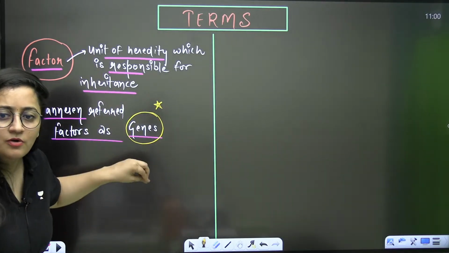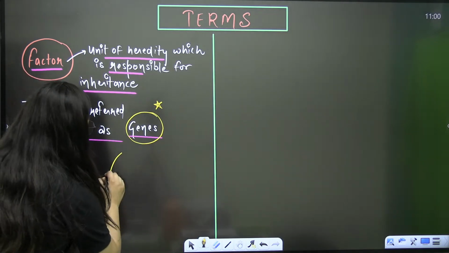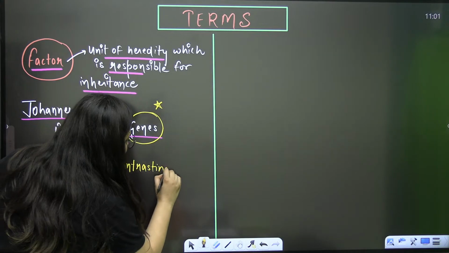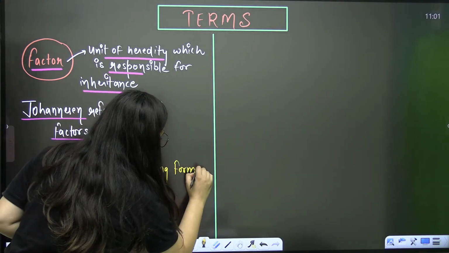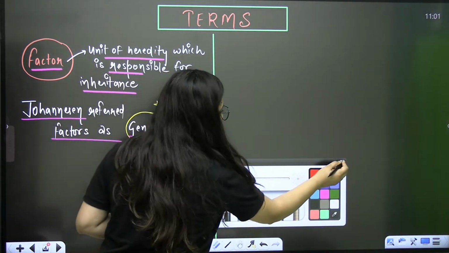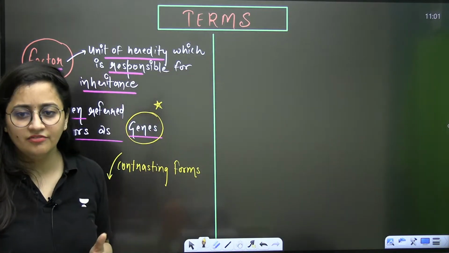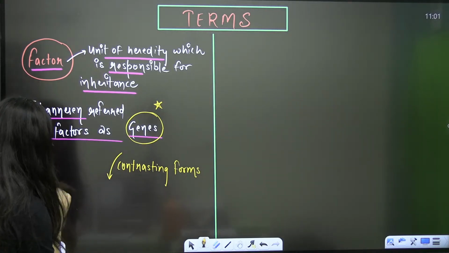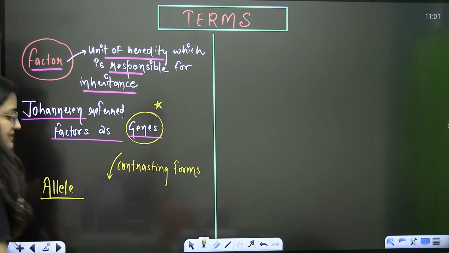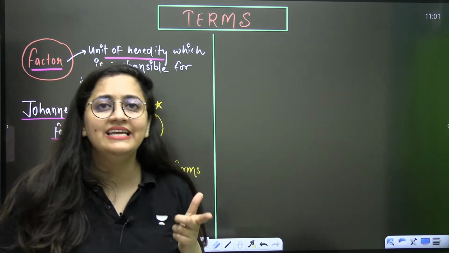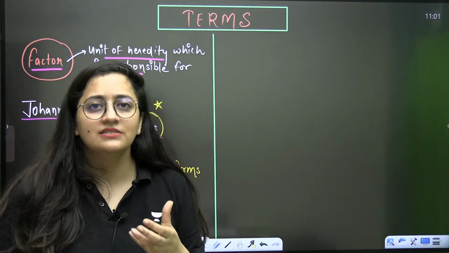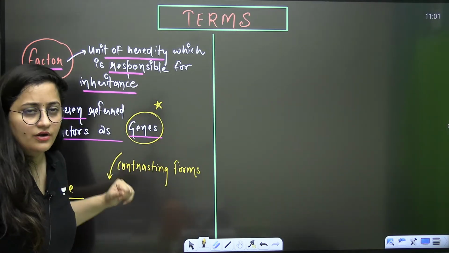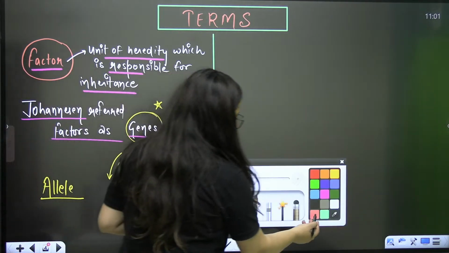Now, when you talk about genes, do you know they have contrasting forms, or alternative forms? What is the meaning of it? We also discuss the words allele or allelomorphs. What are they? I am saying that genes have contrasting forms, contrasting characters. Let me explain this part.